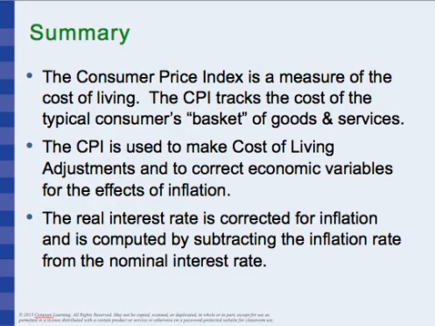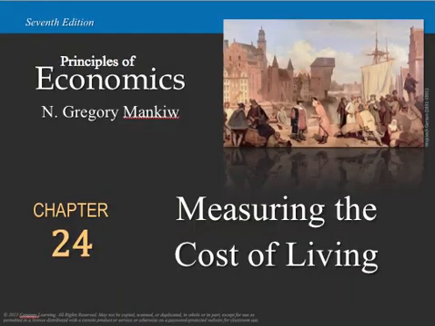So, in summary, the Consumer Price Index is a measure of the cost of living. The CPI tracks the cost of the typical consumer's basket of goods and services. The CPI is used to make cost of living adjustments and to correct economic variables for the effects of inflation. The real interest rate is corrected for inflation and is computed by subtracting the inflation rate from the nominal interest rate. So, an interesting chapter to learn more about the Consumer Price Index. This chapter, measuring the cost of living with CPI, and the previous chapter, where we looked at measuring a nation's income with GDP and the GDP deflator, are excellent complements to each other when we consider macroeconomic aspects of the economy.